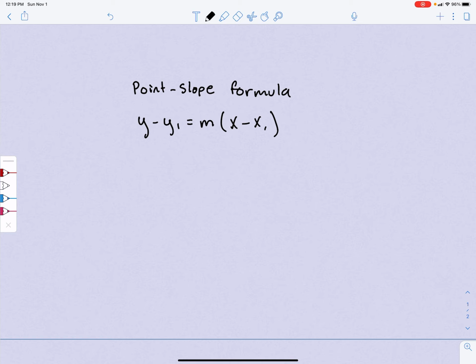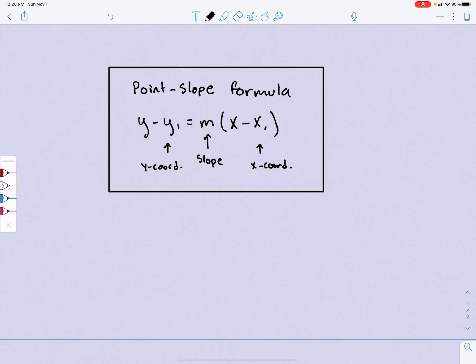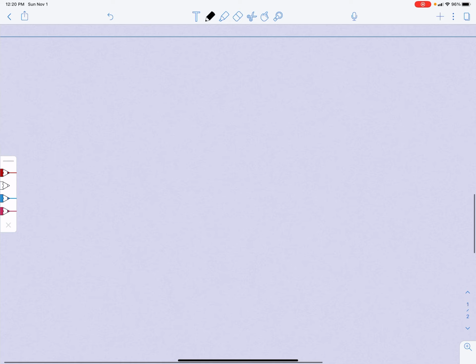So let's go ahead and talk about what all these things mean. m is the slope. We know that. And then y1 is the y coordinate that they give you, and we'll talk about that in a minute when we label. And x1 is the x coordinate that they give you. So that's the point-slope formula. It's a very important concept. Got to make sure we have that. Now let's go ahead and look at some examples. So example number 3, I'm going to tell you to write the equation.